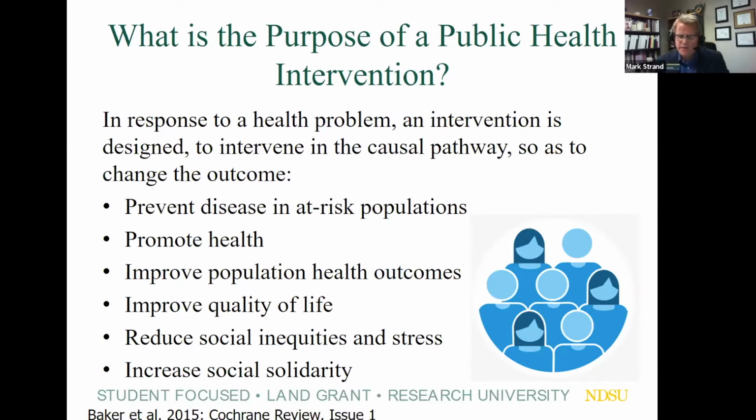Now, the interventions that we deliver are for a lot of different purposes. So I don't want to imply in any way that this is only for, say, medically measurable outcomes. Certainly, we do interventions to prevent disease in at-risk populations, to promote health and advance healthy lifestyles, to improve population health outcomes and quality of life, and also to reduce social inequities and stress and increase social solidarity. So I want to be clear that I'm thinking about this in a very broad and inclusive manner in terms of what types of things we need to happen in our communities. And that's not only in biomedical measurable outcomes.